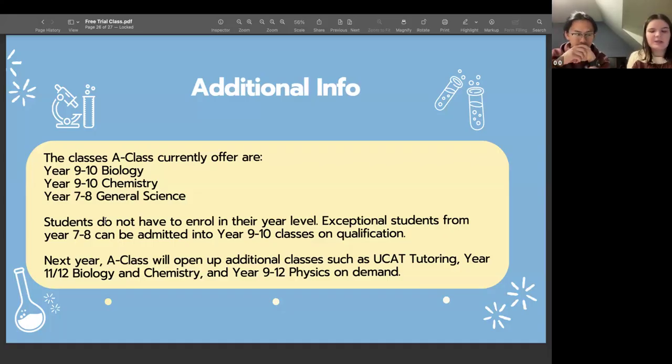We want everyone to be reaching their full potential. So we definitely do encourage people to apply for the class above if they are feeling like they need to be extended. Then next year, when we have a bit more free time, because we'll be out of university and into the hospital, we'll open up some more classes like a UCAT class, which is the med school admission test, and then year 11 and 12 biology and chemistry, and then if there's demand, a physics class throughout the whole high school years.